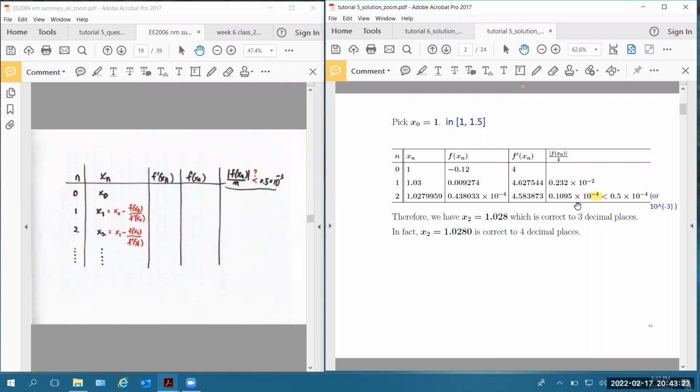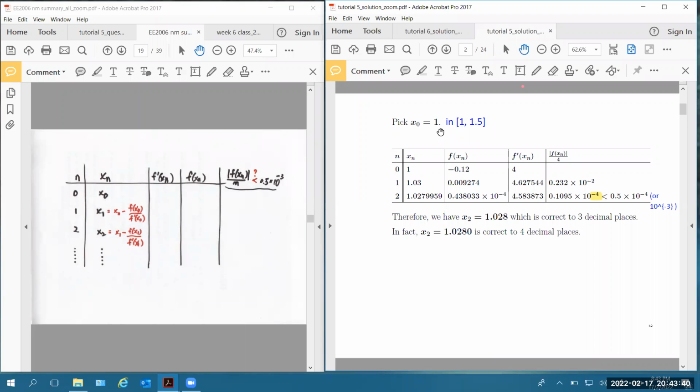You mean to get this column here? No, I mean your x0 is 1, so you start from the lower bound. Do we have to start from the lower? It's actually up to you. Your x0 can be anything between 1 and 1.5.